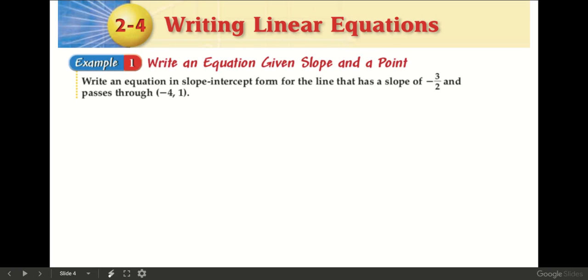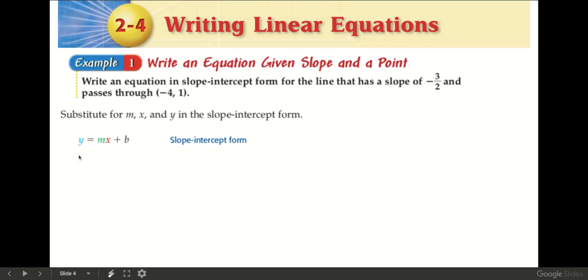So in example 1 here, they want you to write an equation given a slope and a point. So here we're going to write an equation in slope-intercept form with a slope of -3/2 that passes through the point (-4, 1). First we're going to substitute m, x, and y, because this is our m, our slope, and this is our x coordinate and y coordinate. So we'll substitute them into this equation, right? Our y value is 1, our slope was -3/2, and our x value is -4.